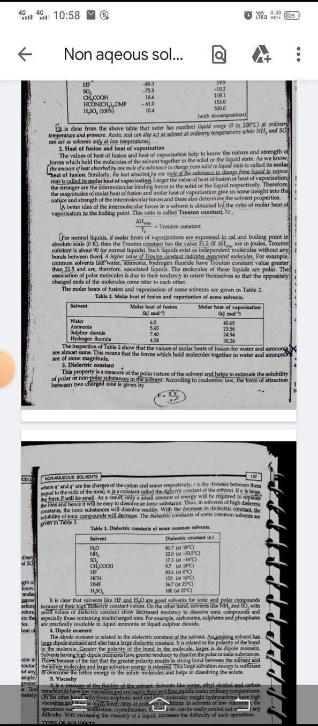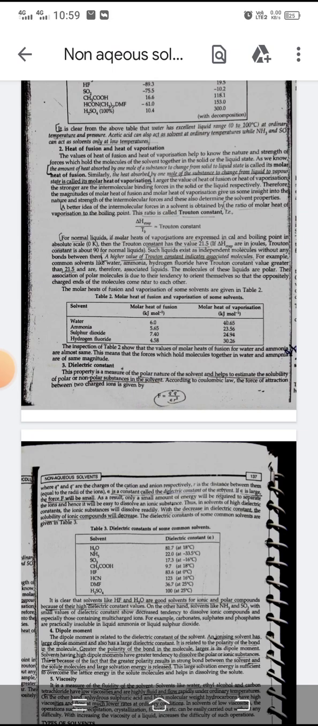Solvent ammonia: molar heat of fusion 5.65, molar heat of vaporization 23.56. Sulfur dioxide: molar heat of fusion 7.40, molar heat of vaporization 24.94. Solvent hydrogen fluoride: molar heat of fusion 4.58, molar heat of vaporization 13.26.